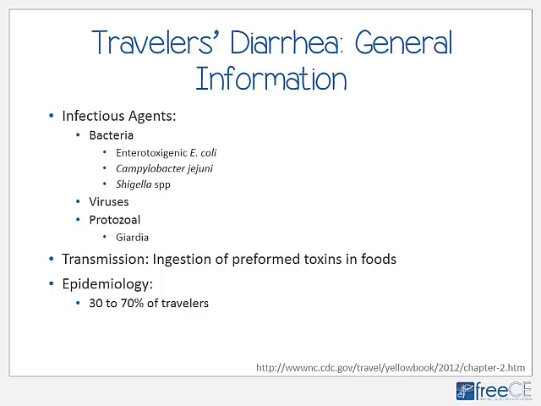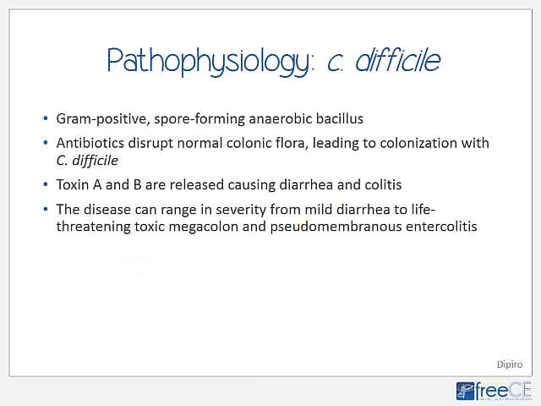And so in terms of epidemiology, how many travelers do come down with traveler's diarrhea? It's anywhere between 30 and 70% of travelers. And I think a lot of that just has to do with the precautions that they take and how educated they are before traveling. So I wanted to also just go over a little bit of the pathophysiology of Clostridium difficile diarrhea before we move into talking about the differences between the types of diarrhea and how to think about which pathogen is most likely.